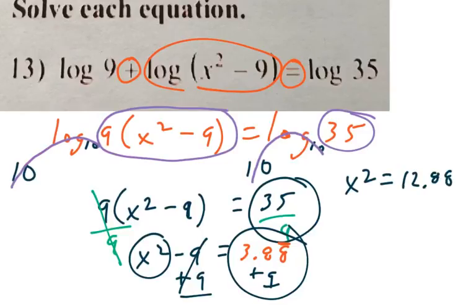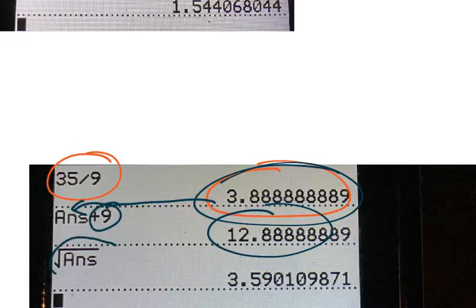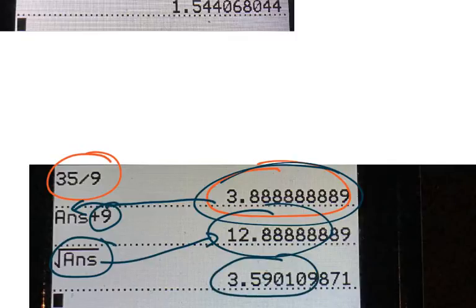So from here, how do we solve any squared? You guys should know we are going to take the square root of both sides. So x is going to be positive or negative, whatever that is. And the square root of our answer, 12.888 repeating, is 3.5901. Now, normally your teacher is going to want you to go to 4 decimal places, tenths, hundreds, thousands.